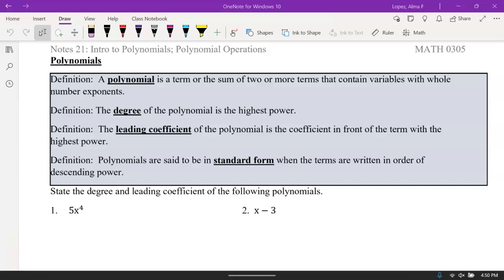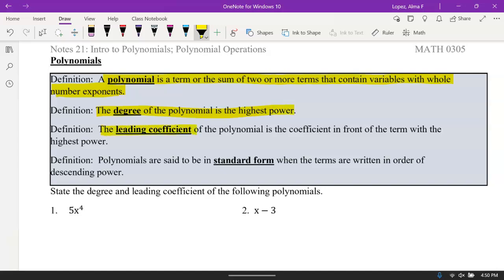Okay, here we are in Notes 21 already, Intro to Polynomials and Polynomial Operations. Let's do some definitions. First of all, a polynomial is a term or the sum of two or more terms that contain variables with whole number exponents. The degree of a polynomial is the highest power, or exponent.